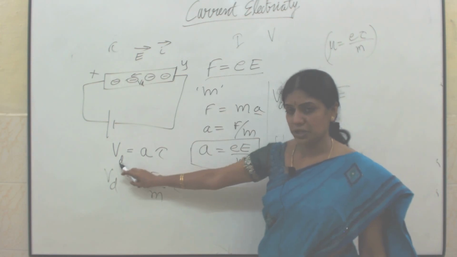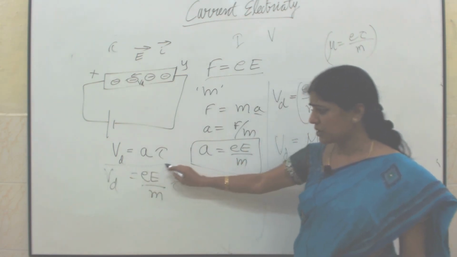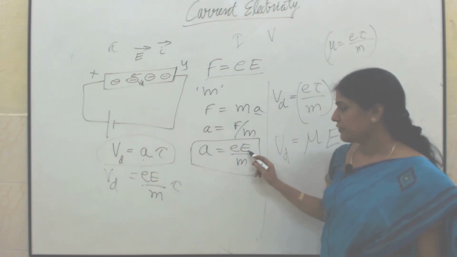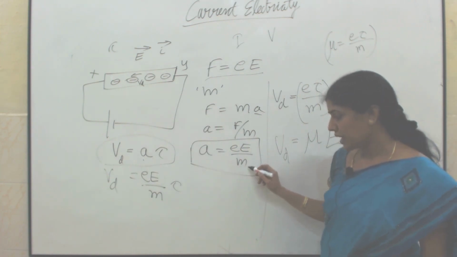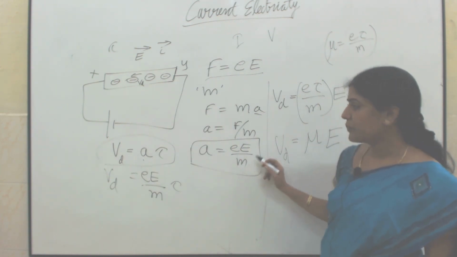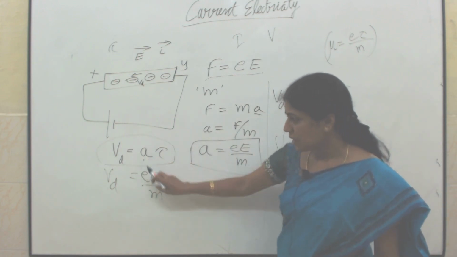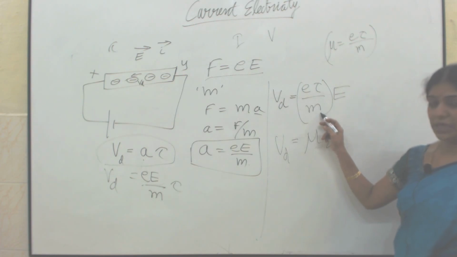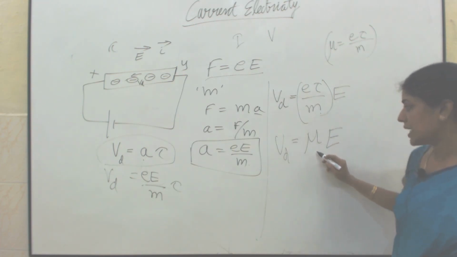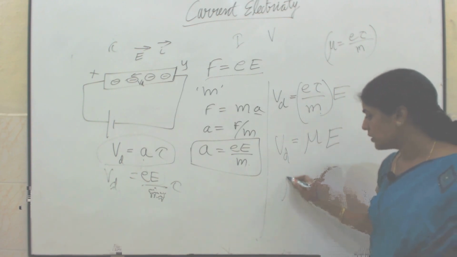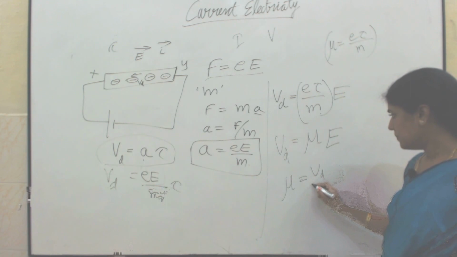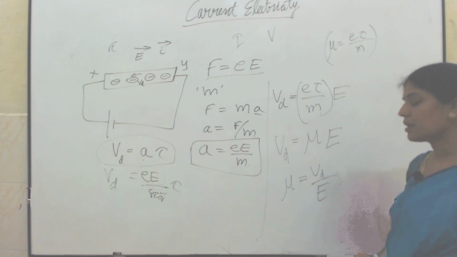Let that be Vd. So this Vd, because of this collision, they will gain some acceleration. That acceleration we have calculated to be eE by m, where m is the mass of the electron. Just substitute this here, eE by m into tau. Here e tau by m is a constant value. We are taking this as mu, where mu is called the mobility of the electron. So here I can write this mu as Vd by E.